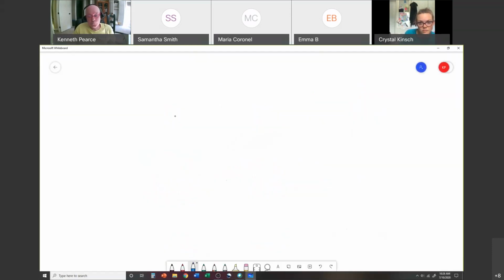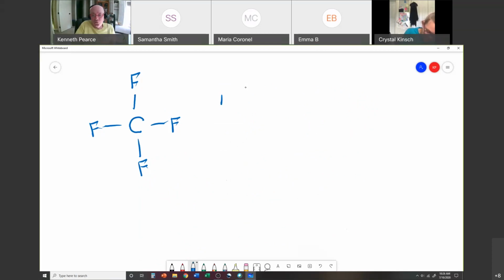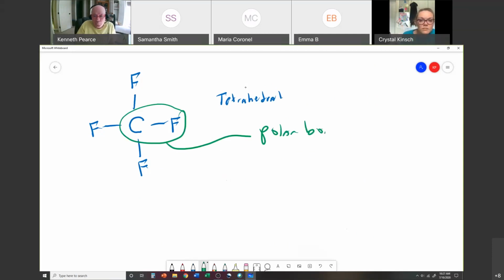Now, let's take a look at another molecule. So let's take a look at this guy right here. Carbon tetrafluoride. And if we were to do the geometry on this, we would say what? 4 bonding, no lone pairs. This is tetrahedral with its geometry, okay? We would say it's tetrahedral. And we would look at this and we would say, you know what? That is a polar bond. Yes, it is. It's a polar bond.